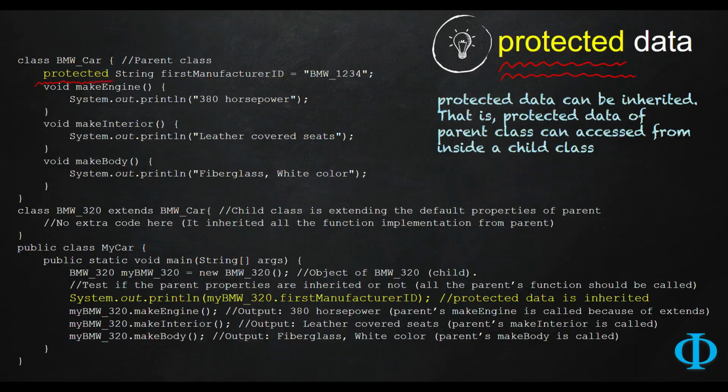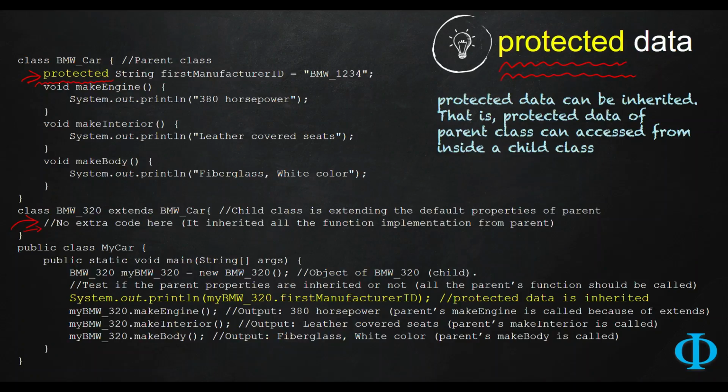So whenever you are using this protected keyword before the data member or the method member, then it can be accessed from the child class actually. So protected means it can be inherited, and the data member or this method member with protected access modifier can be accessed from the child.